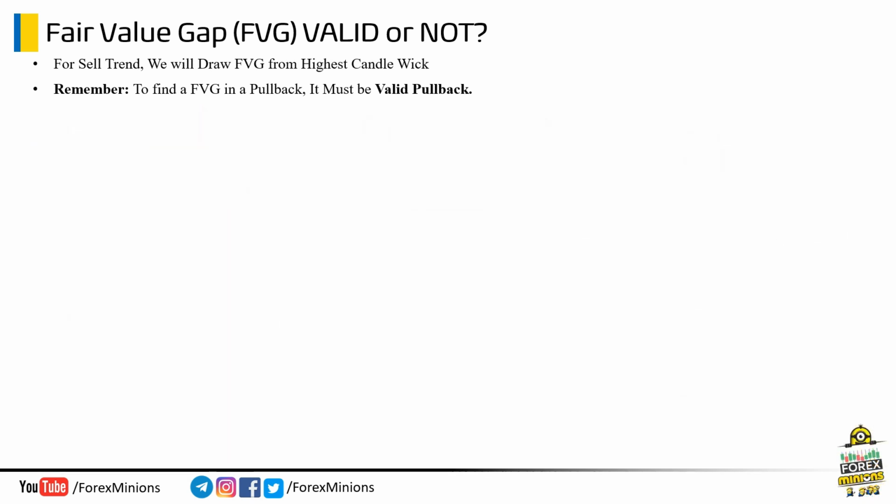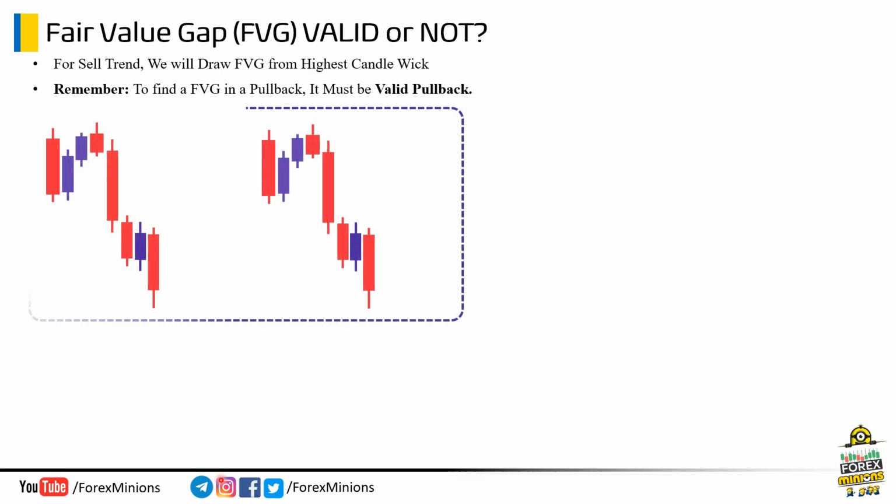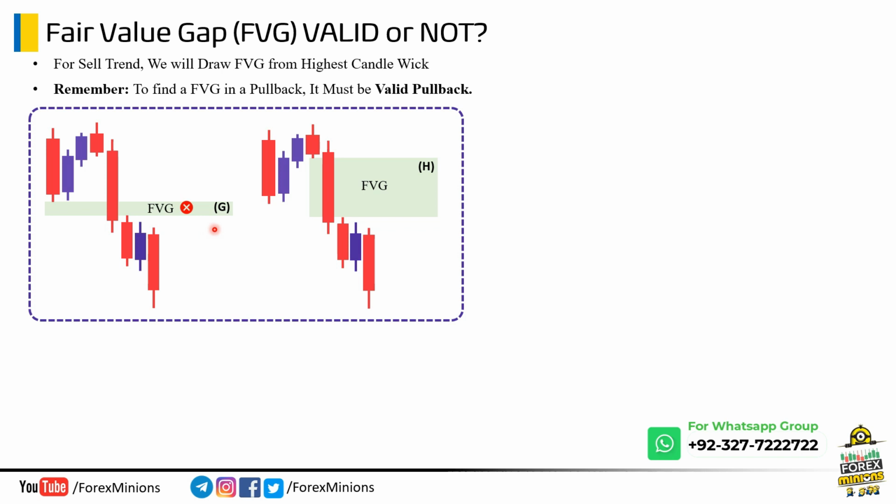Now, here you can see these two examples. Evaluate yourself and assure which one is a valid fair value gap zone, either G or H. Well, G is not a valid fair value gap zone, because the selected candle was not the highest candle. Hope it makes sense and the concept is clear to you now. If we use the sample to find the correct fair value gap zone, as shown in the H diagram, H is a valid fair value gap zone, because this was our highest candle and we marked this fair value gap zone from its wick.